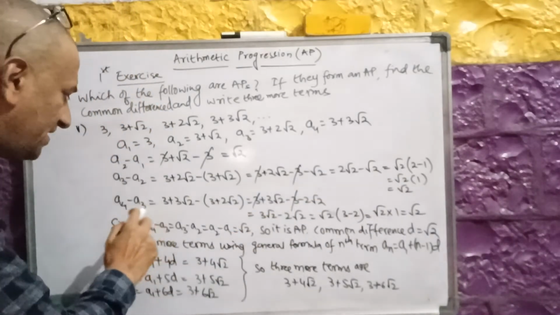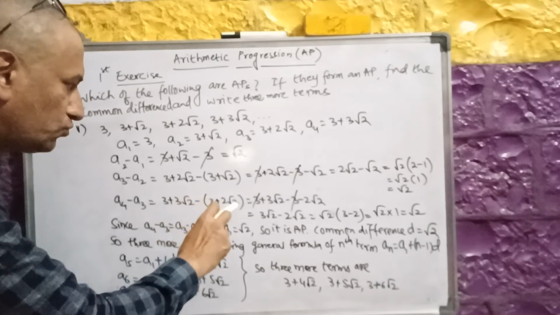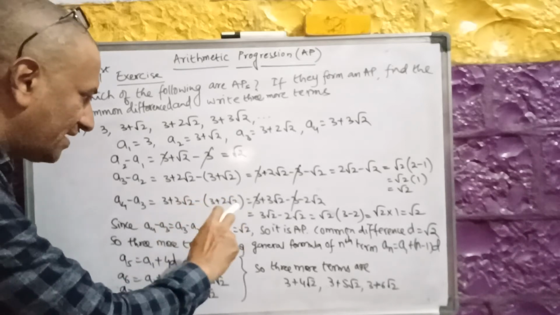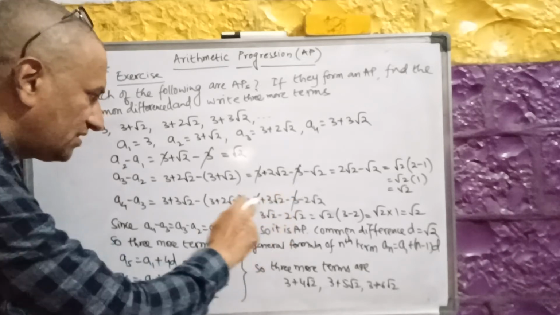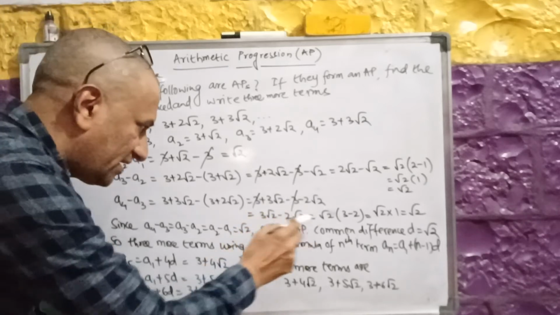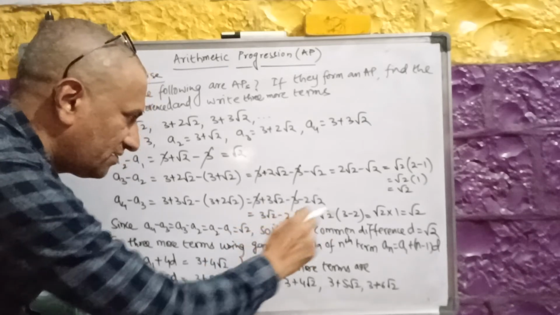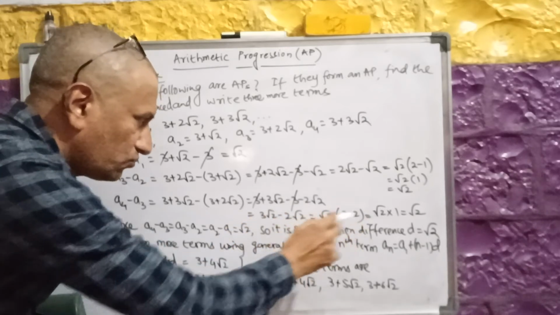Similarly, a4 minus a3, 3 plus 3 root 2 minus in bracket 3 plus 2 root 2. So taking out the bracket, it will become 3 plus 3 root 2 minus 3 minus 2 root 2. So 3 will get cancelled. What will be left out is 3 root 2 minus 2 root 2. Taking root 2 as common, what we will get in bracket is 3 and 2. So 3 minus 2 is 1, and 1 into root 2 is root 2.